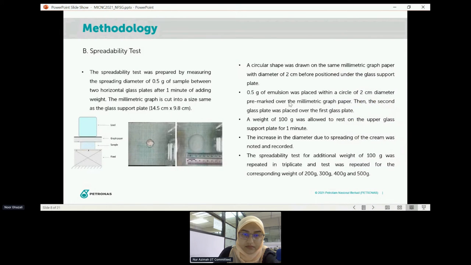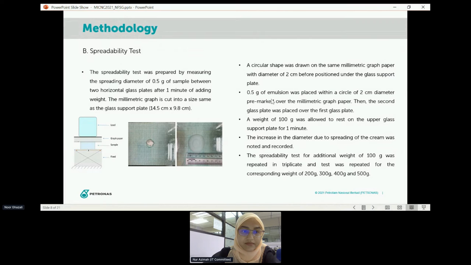The next test is the spreadability test. This test was prepared by measuring the spreading diameter of an amount of sample. We use 0.5 gram of sample between 2 horizontal glass plates after 1 minute of adding weight. The millimetric graph paper is cut into the same size as the glass support plate, and a circular shape was drawn on it.